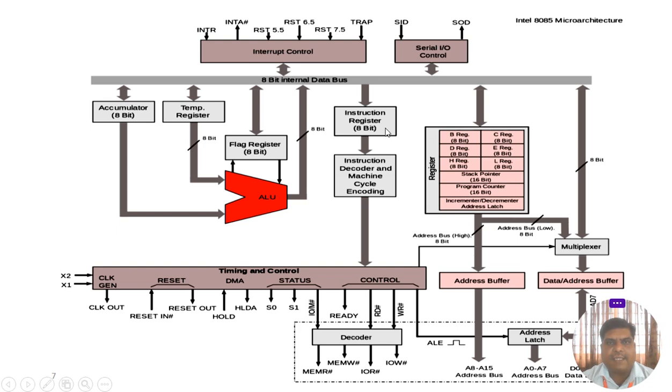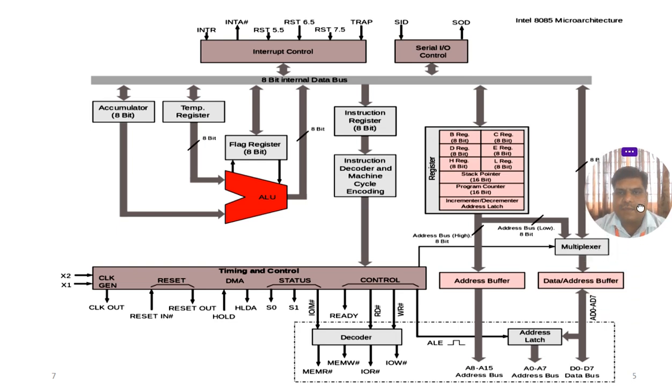Additionally we have the instruction register, the instruction decoder and machine cycle encoder, and this part is called timing and control, where all the 8085 microprocessor operations are synchronized. This is called the special purpose register, where B, C, D, E, H, L are called general purpose registers. Additionally, a 16-bit stack pointer and a 16-bit program counter are available, along with the increment and decrement address latch, and the right hand side path is called the address buffer and data address buffer, which is used for delivering the output to any external medium.